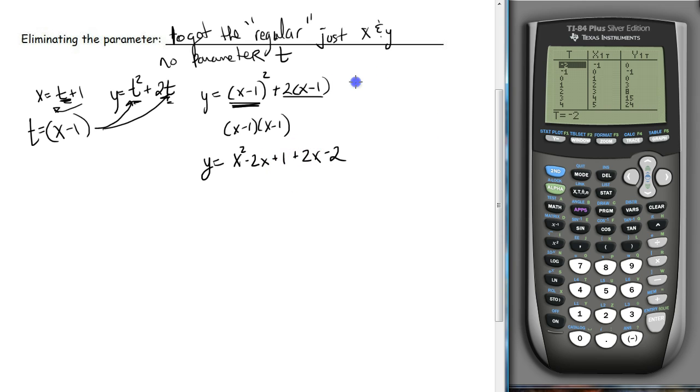Clean this mess up, and my regular equation, my xy equation or my rectangular equation, is called, so the 2x's cancel, so I get x squared minus 1.